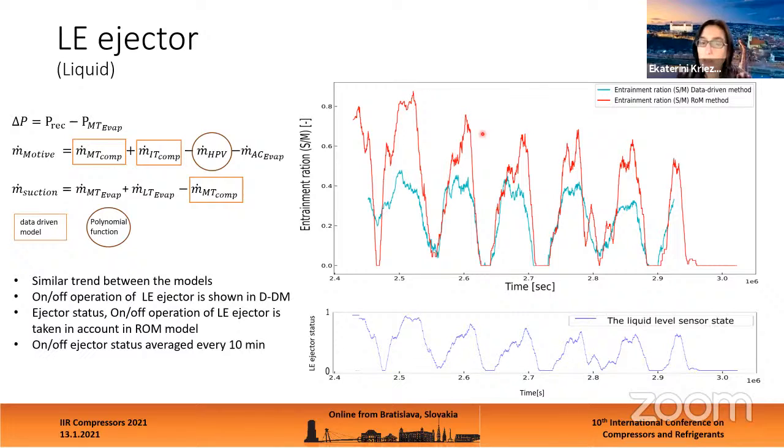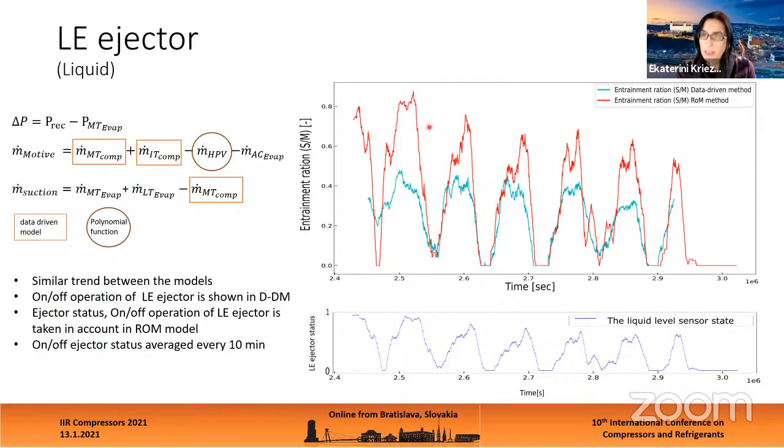If we go to the liquid ejector, we have to take into account that the liquid ejector is sometimes on and sometimes off. In the bottom figure, we can see the ejector status, averaged every 10 minutes. The data-driven model, the cyan color again, follows those trends very well, including the on-off operation of the ejector. In the ROM model, we have coded this on-off operation, but we can see that there is a huge overestimation in the ROM model.